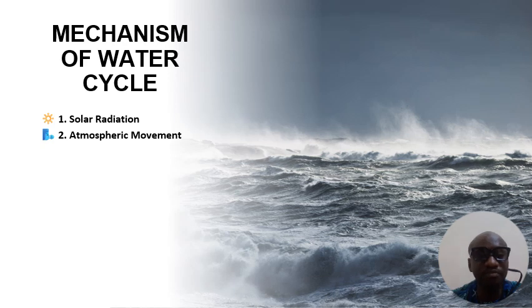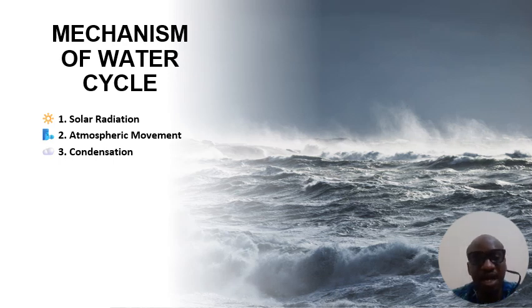Then we have atmospheric movement. Air currents help in carrying the vapor across distances, and wind currents help in spreading the moisture, especially over land masses. So atmospheric movement, which includes the air currents, helps to disperse the vapor across distances, leading to condensation, where the vapor rises into the atmosphere, cools, and condenses into clouds. The cloud formation marks the start of potential rainfall.